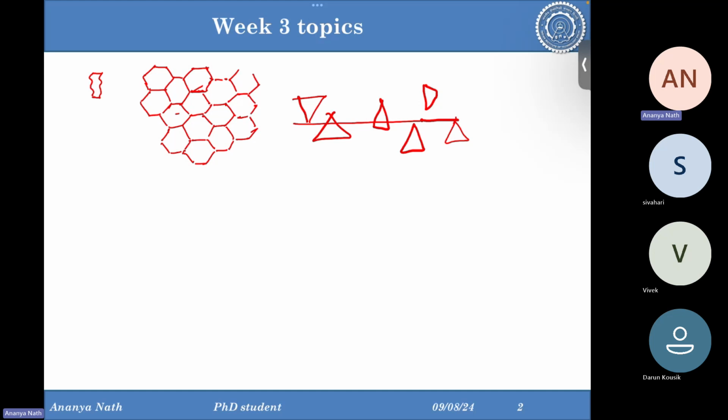Week 3 mainly has considered one most important thing, which is hatching.